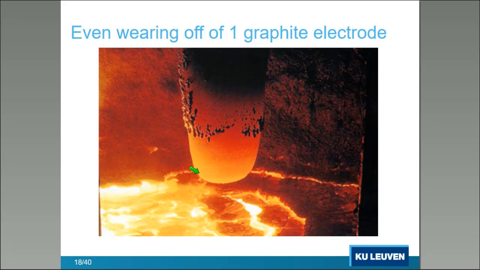Here the movement of the arc is not driven by a Lorentz force. I have no magnetic field here created by another electrode because I have just one electrode. And the movement of the direct current arc is completely defined by thermal movement. So it's a thermal, stochastic, random movement, and therefore you have this even wearing off of the only one graphite electrode for the direct current arc furnace.